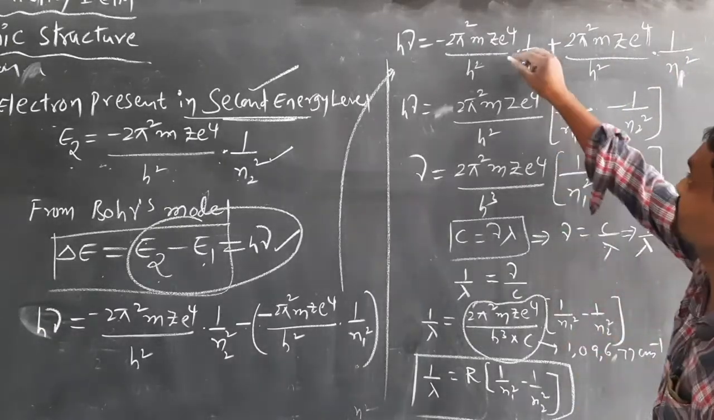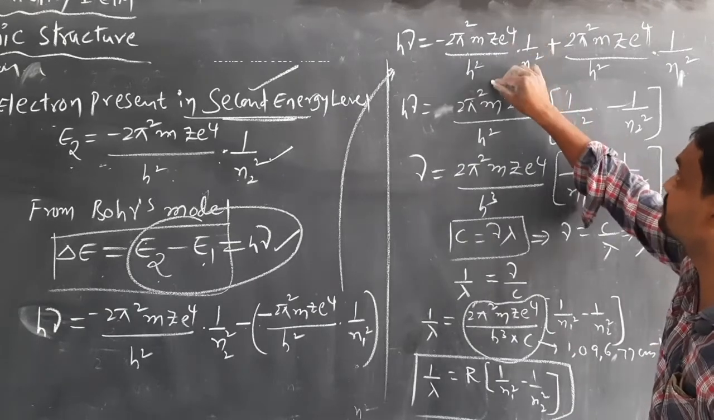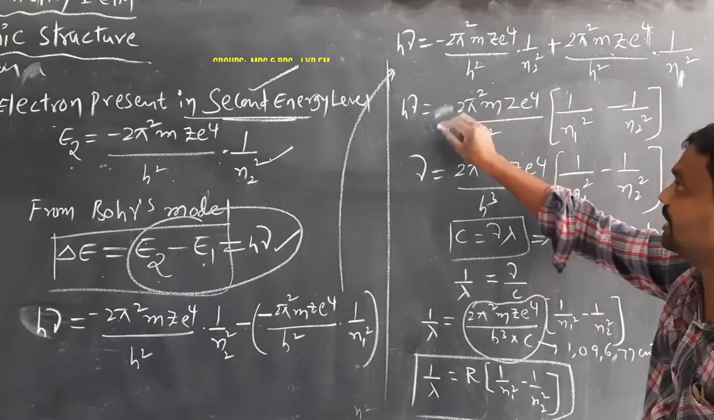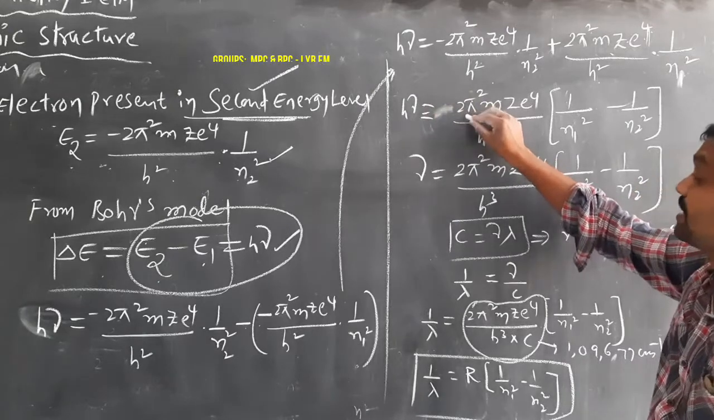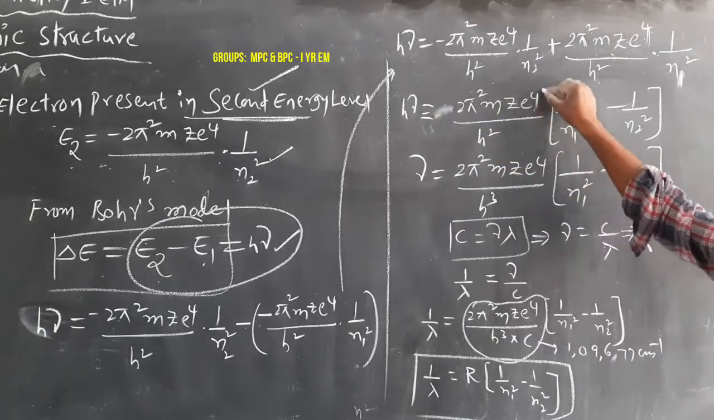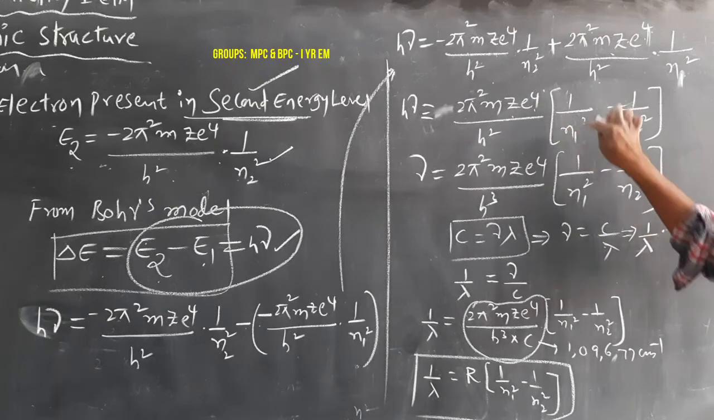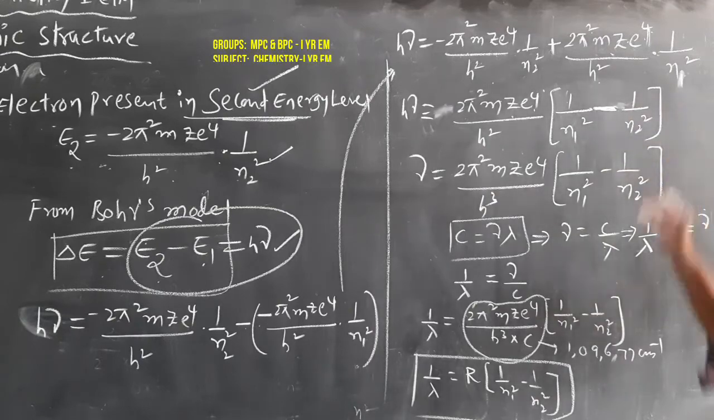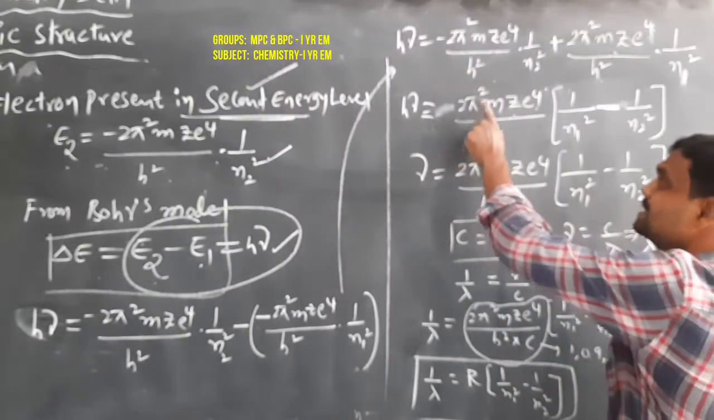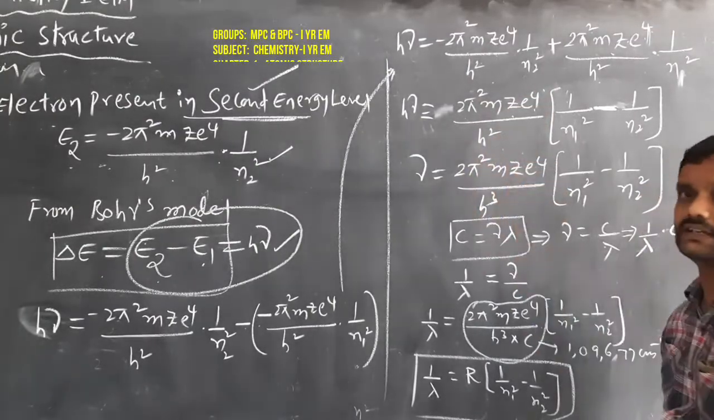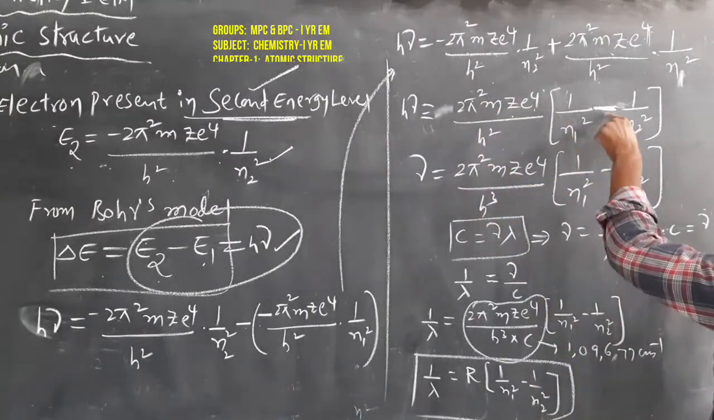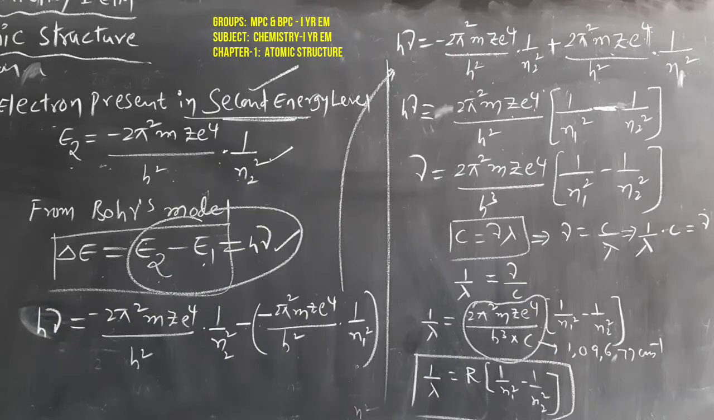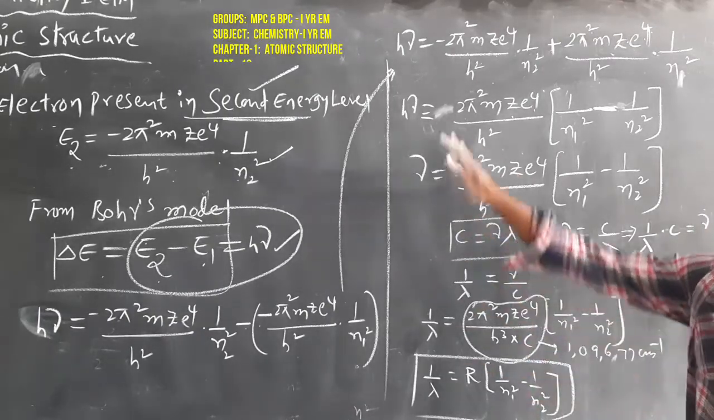Let us observe this equation: 2 pi square m z e power 4 by h square. This is the same, so we take it common. h nu is equal to the common factor 2 pi square m z e power 4 by h square, and the remaining is 1 by n1 square minus 1 by n2 square. Here we have taken common the value 2 pi square m z e power 4 by h square. Then the equation is this one.